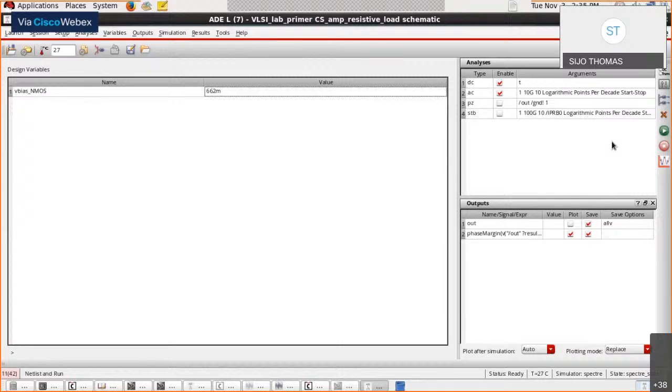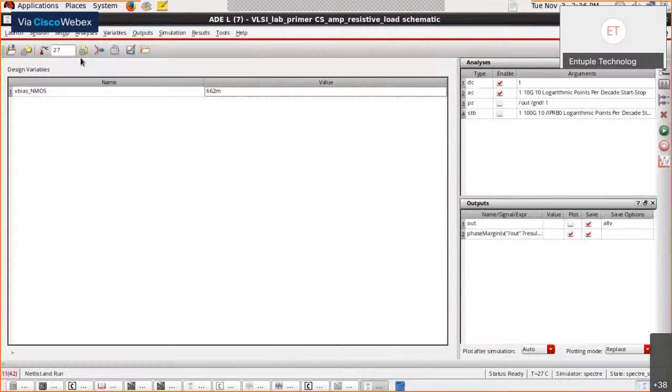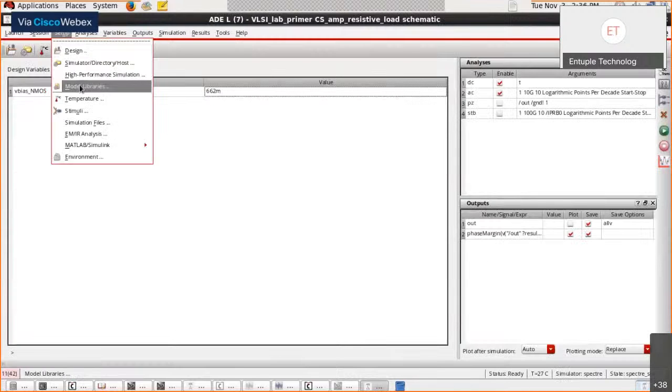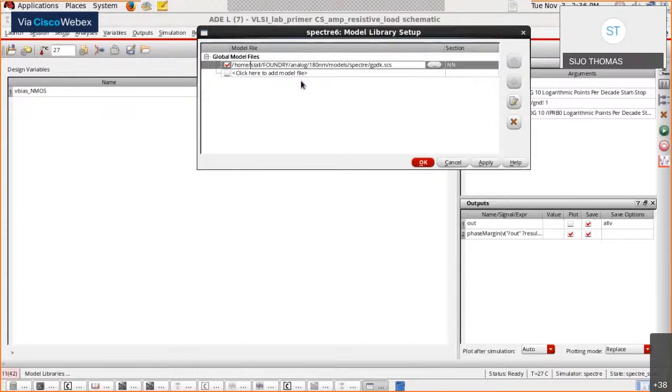Triggered? Yes, sir. Just check if the simulation is triggered or not. All right. Yes, of course. Check the path. Check the path.